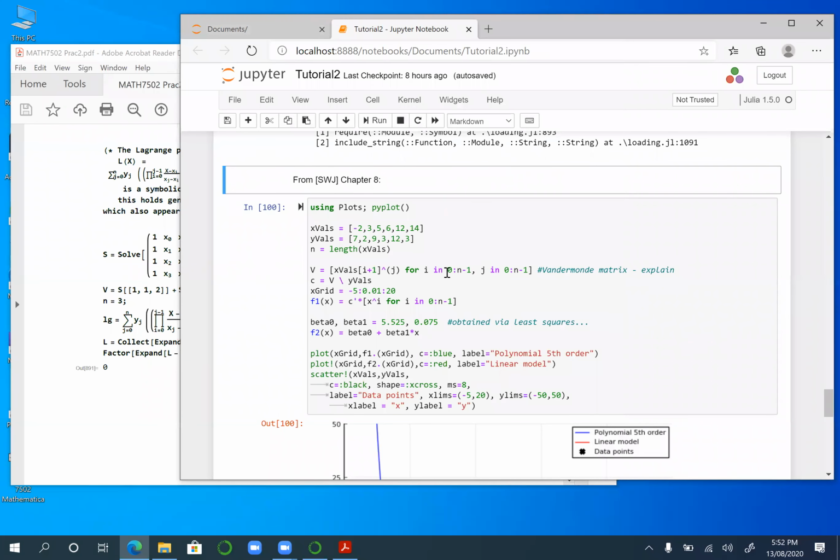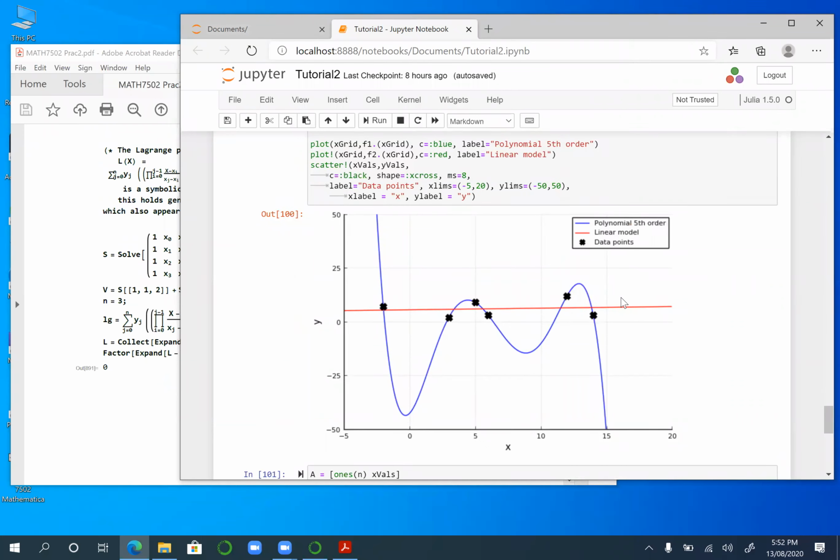Okay, so let's just have a look at the output here, so you get an idea. Okay, so we've got a few different colors here. The big black things are data, some data points that you got from who knows where. And let's suppose that you wanted to find a fit.